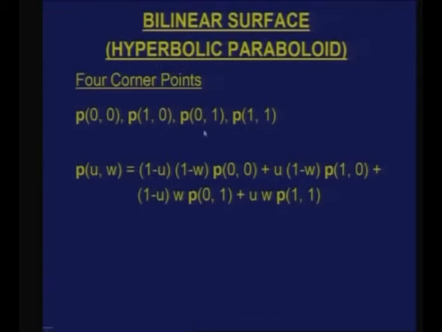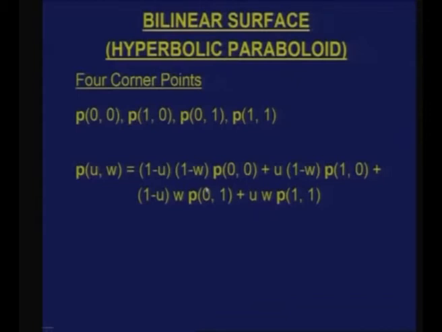If I give 4 corner points, 4 corner points means just 4 into 3, 12 values. Given these 12 values, I can define a bilinear surface, and a bilinear surface is linear in both u and w. So, you will take terms like 1 minus u, 1 minus w. We can very clearly see, if I substitute u equal to 0 and w equal to 0, I end up at one of the corner points. If I substitute u equal to 1 and w equal to 1, I end up at another corner point. So, this is probably the simplest form of defining a surface.